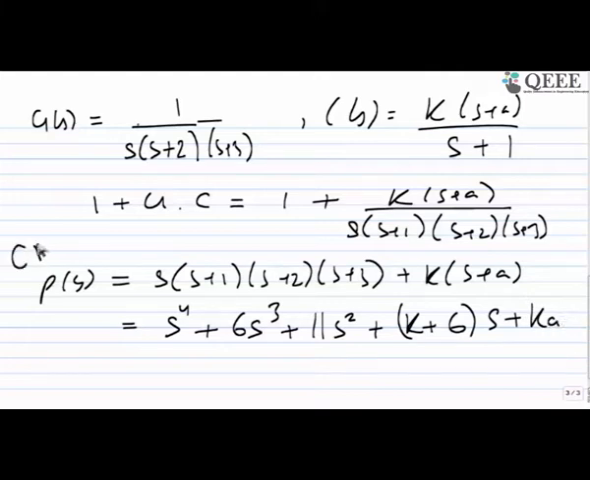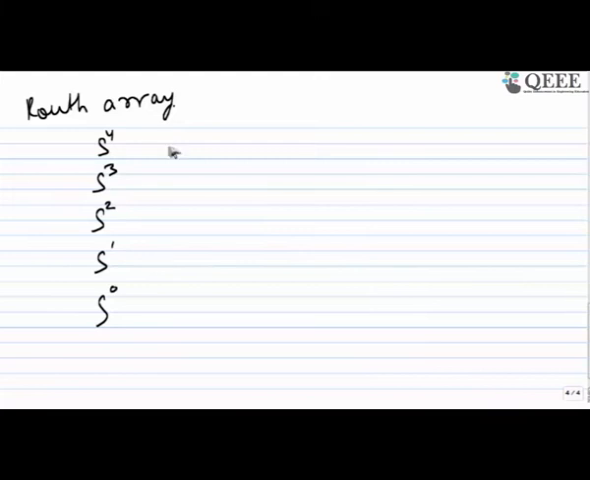Okay, so this is your characteristic equation or the polynomial. So let's construct the Routh array from that polynomial. We'll write the first column in terms of s. So this element will read 1, 11, 6, a, and the second row 6k plus 6.